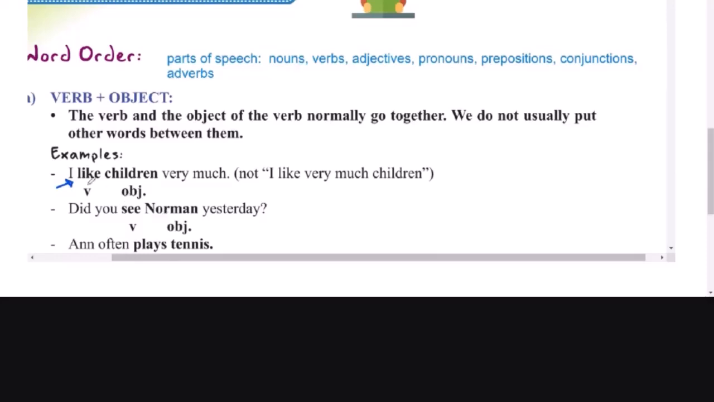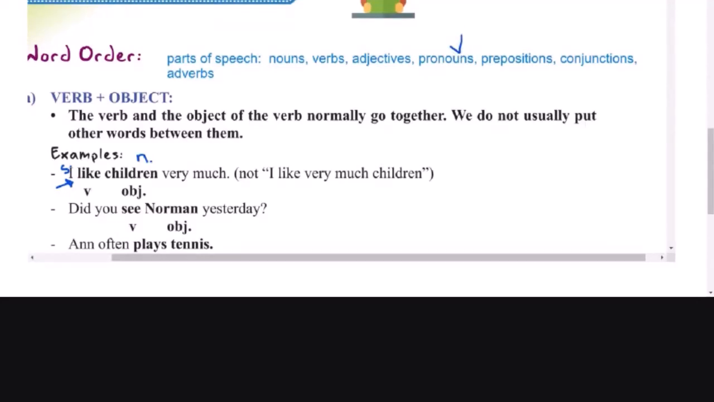All right, here we go. I like children, right? I like children. Here, then we have the verb like, and children is not the part of speech. The part of speech is a noun. It is a noun, an object. I is the subject. That's its function in the sentence. In the sentence, it is the subject. But I is a pronoun, right? I is a pronoun. Let's not forget that.